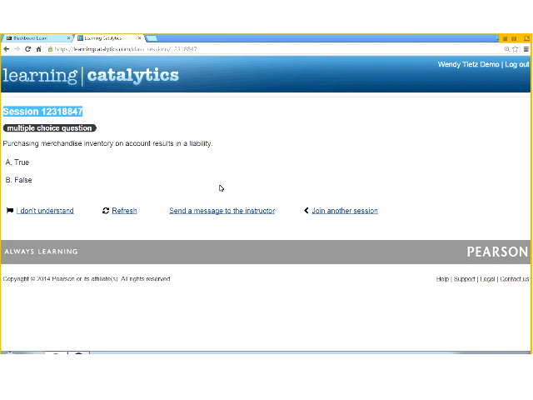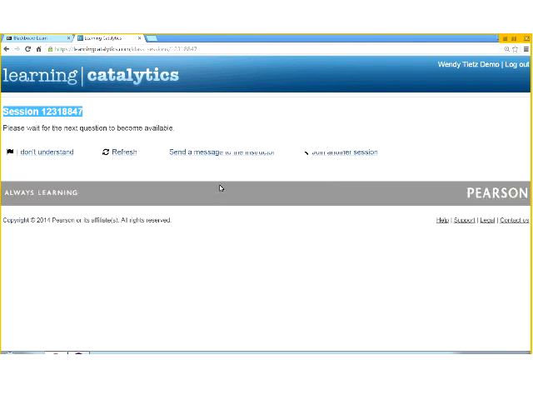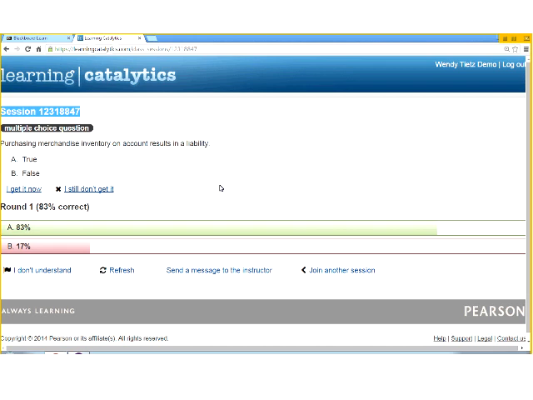Purchasing merchandise inventory on account results in a liability. You have about 10 seconds to answer this one. We do have another one coming up, or two, I don't remember. That one is true. We purchase merchandise inventory on account. We're going to debit inventory and credit accounts payable. And then we have another one.